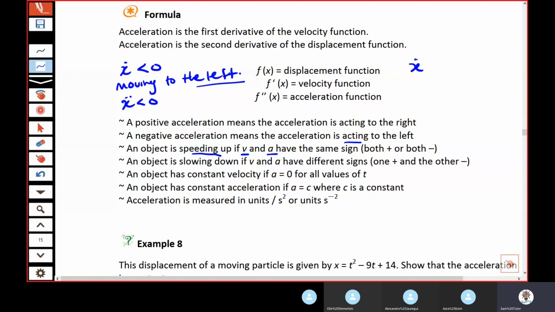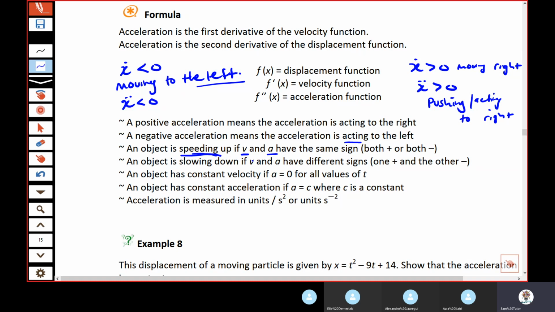If I went x dot is greater than 0 and x double dot is greater than 0, it is moving to the right. And obviously at the same time, it's pushing forward to the right, or acting, the word that they've used, acting to the right. So that's why it speeds up.